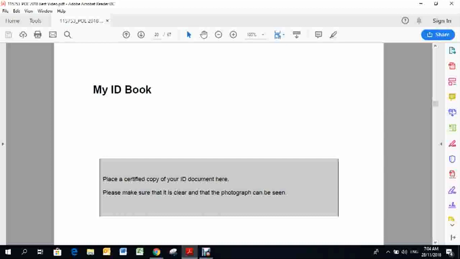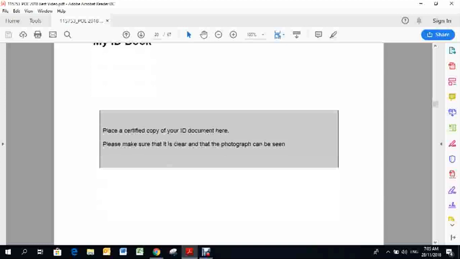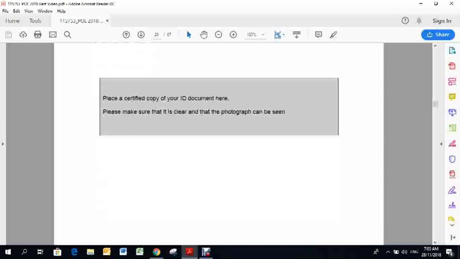You'll find that the learners will attach a document that is not so clear, and that becomes a problem for authentication. So we can't authenticate a document that is dark. We cannot see the picture. So it must be a clear document that is photocopied clearly, or it must not be that white so that we cannot see. So it must be very clear, it's indicated here. Make sure that your document is clear and that the photograph can be seen.